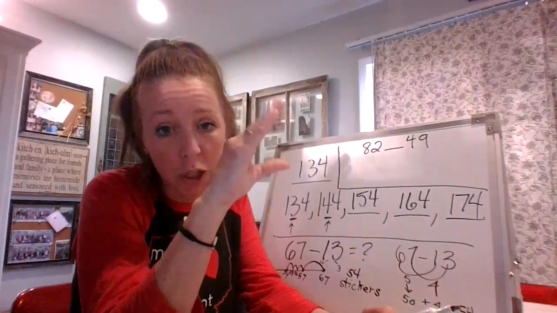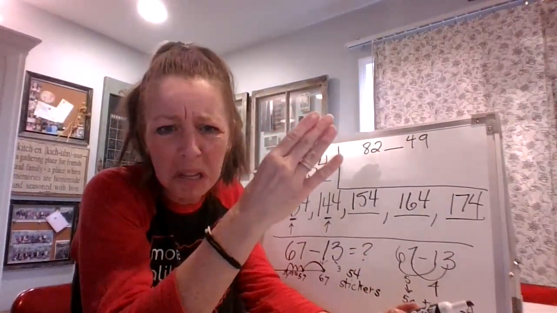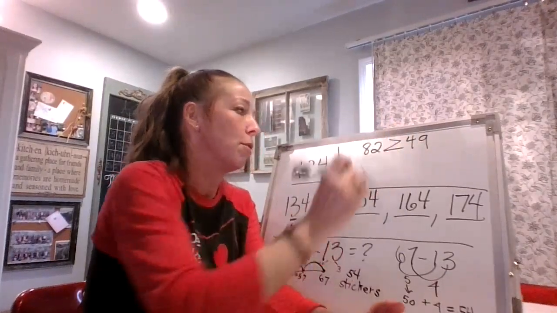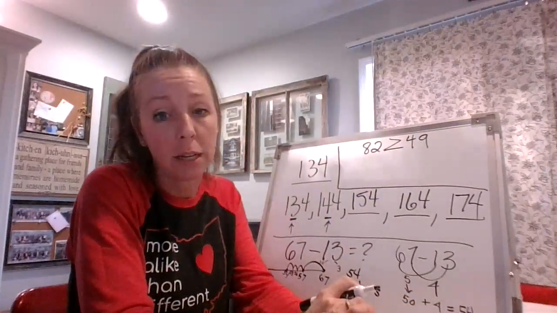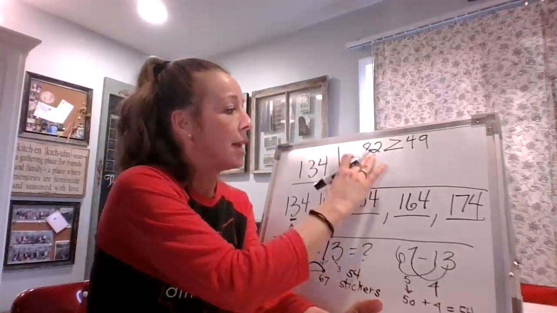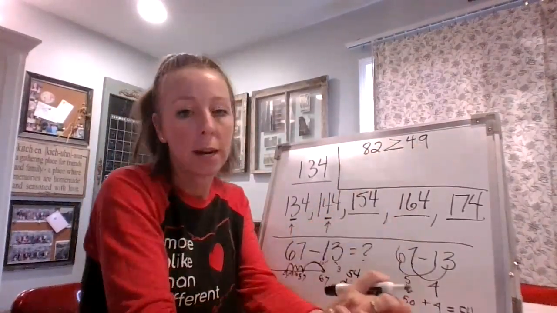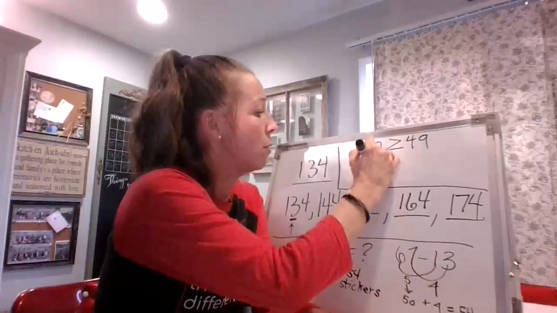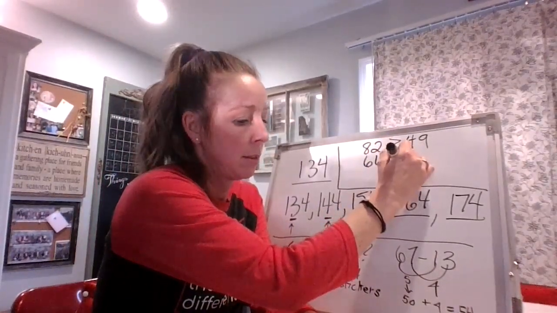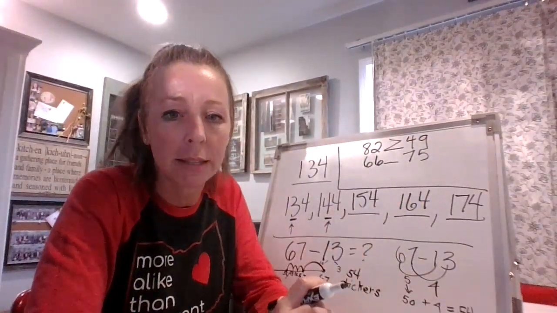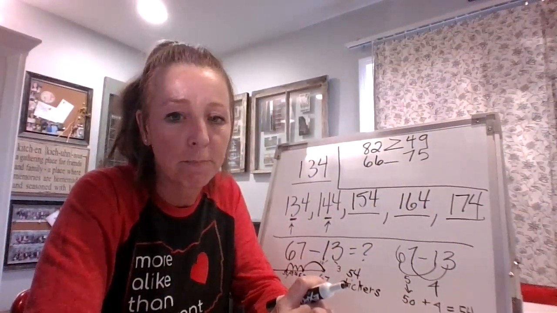Remember, that mouth is super hungry. It always wants to eat the bigger number. So my mouth is eating the bigger number. And when I read it mathematically, 82 is greater than 49. Okay? What about 66 and 75?